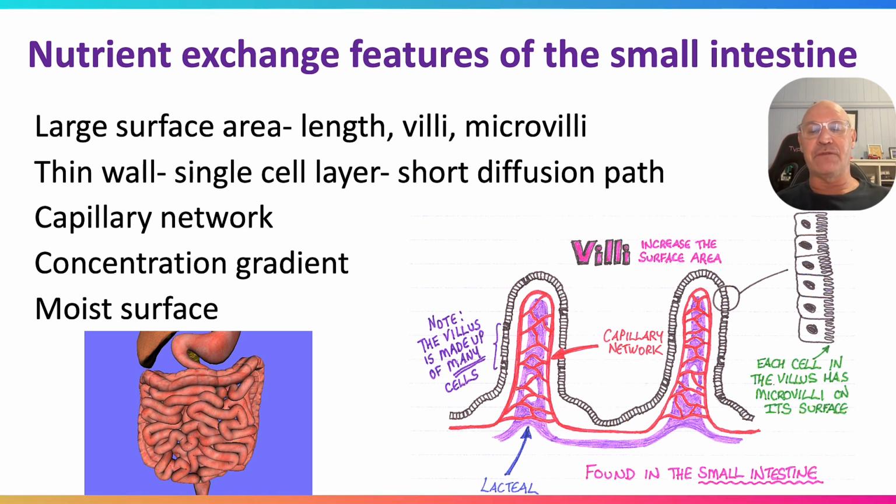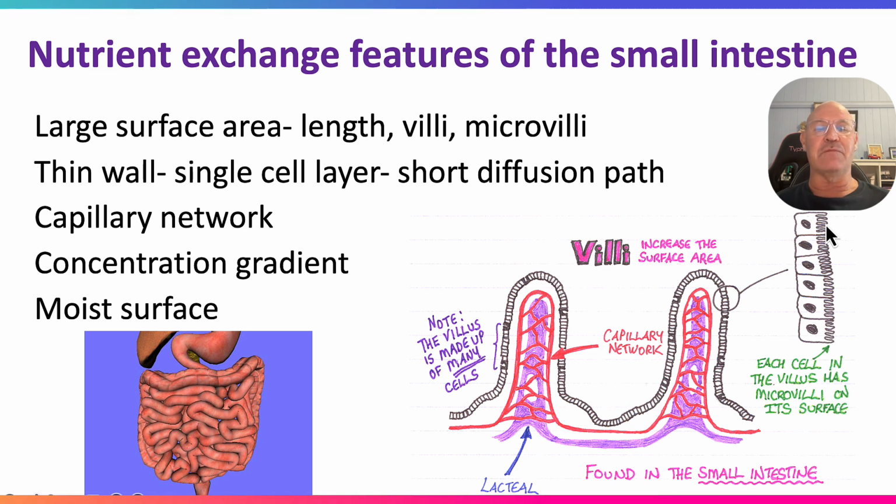But we also have these finger-like projections called villi in the lumen of the small intestine, and that increases surface area significantly as well. But as well as that, the cells that lie in the villus actually have finger-like projections of their own called microvilli, which again increases surface area further.